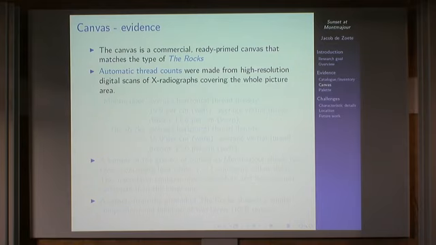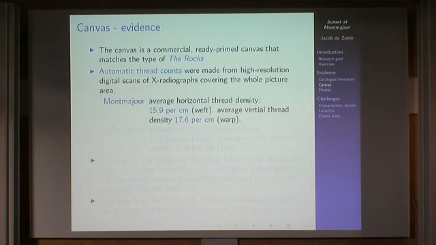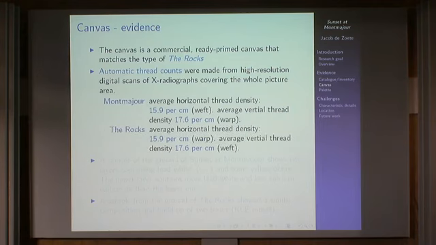So one thing that they do is that they count the threads in the canvas. For the Montmajour painting, the painting that we discussed here, the average horizontal thread density was 15.9, and the average vertical thread density was 17.6 per centimeter. And for The Rocks, it's the same, but horizontal and vertical are mixed up.